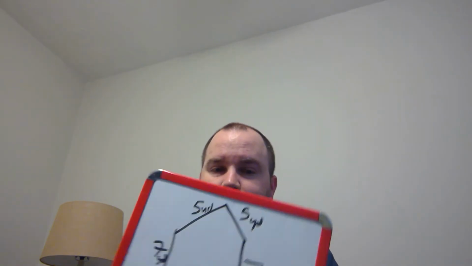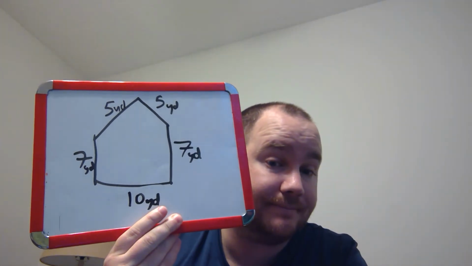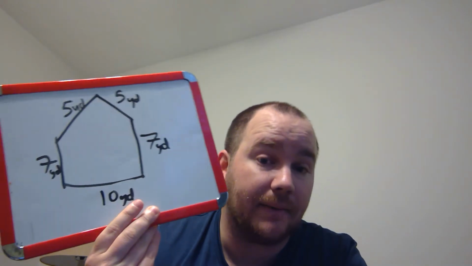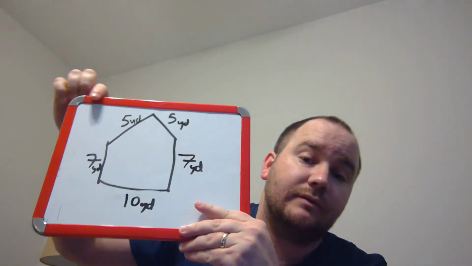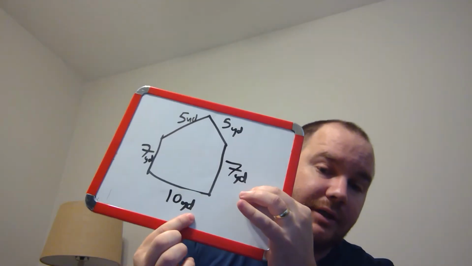So, again, so far, we've done a rectangle, we've done a triangle. Guess what? We're going to do a big shape. This one is called what? What is this shape called? Pentagon. Yeah. So what we have is 5 plus 5, 7 plus 7 plus 10.